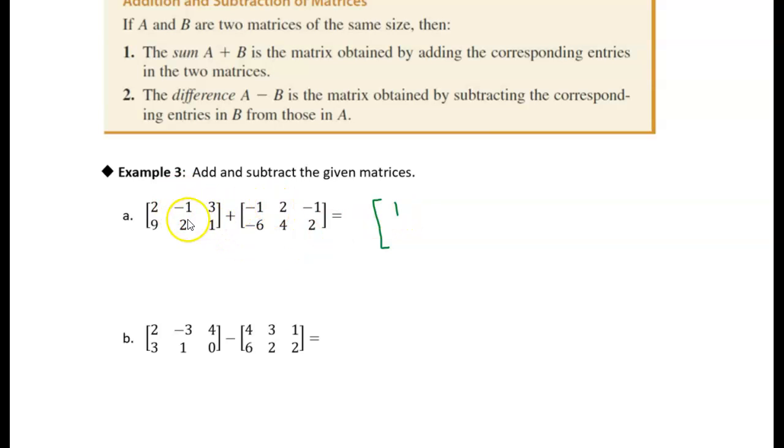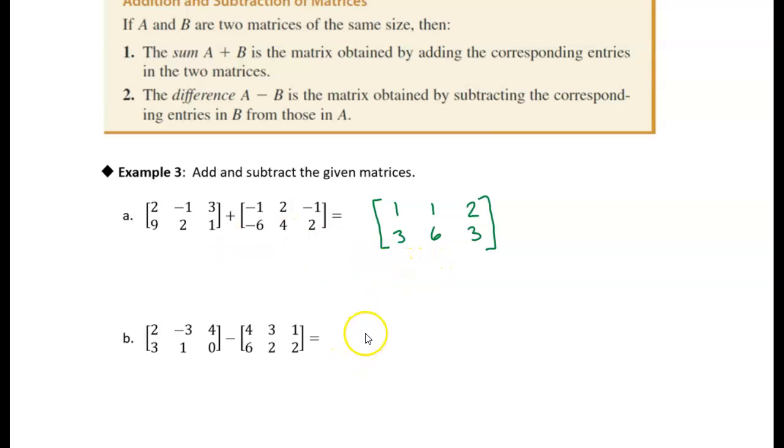And then we'll just go element by element. So -1 plus 2 gives me another 1. 3 plus a -1 gives me 2. 9 plus a -6 gives me 3. 3 plus 4 is 6. And then 1 plus 2 is 3. Okay? So there's my sum. That's the sum of those two matrices. I'm just adding the corresponding elements.